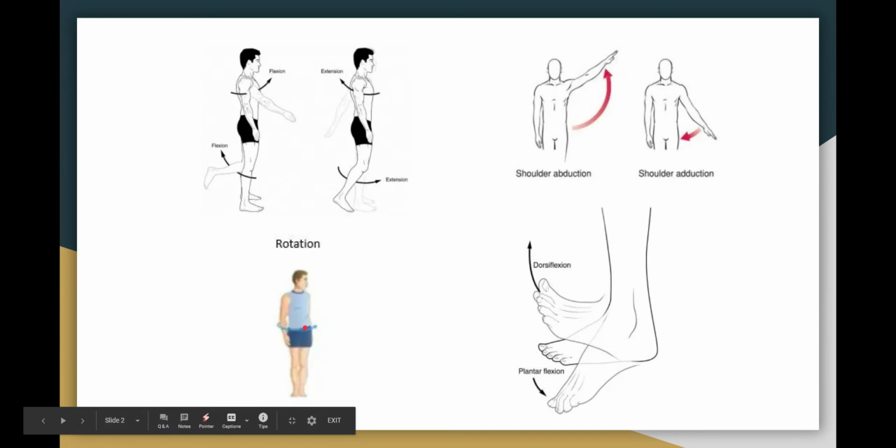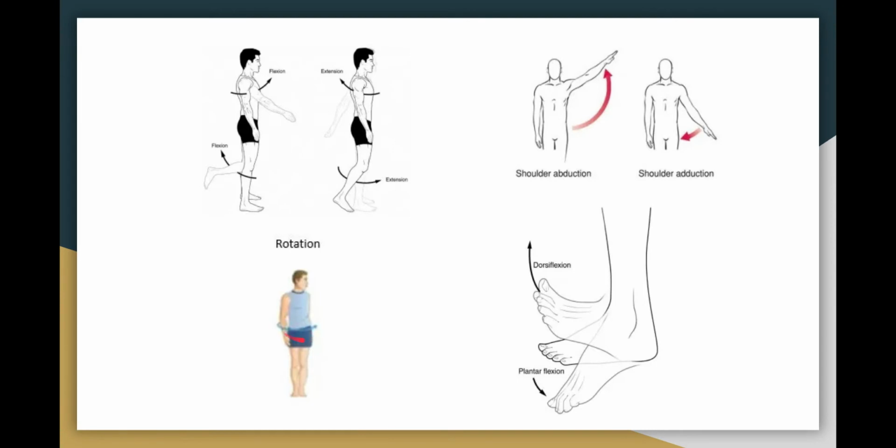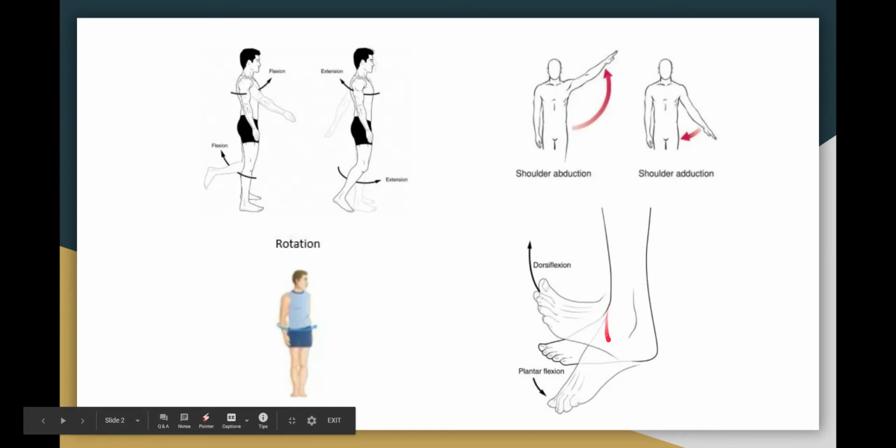Rotation can happen at ball and socket joints, so it can happen at the shoulder joint and the hip joint, and it is any action that is rotating or turning. The final set of joint actions is dorsiflexion and plantar flexion. This happens at the ankle joint only.